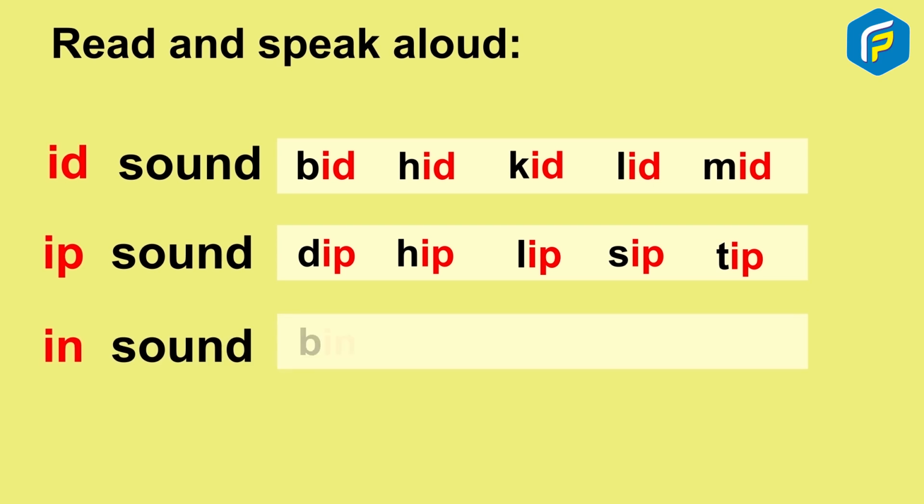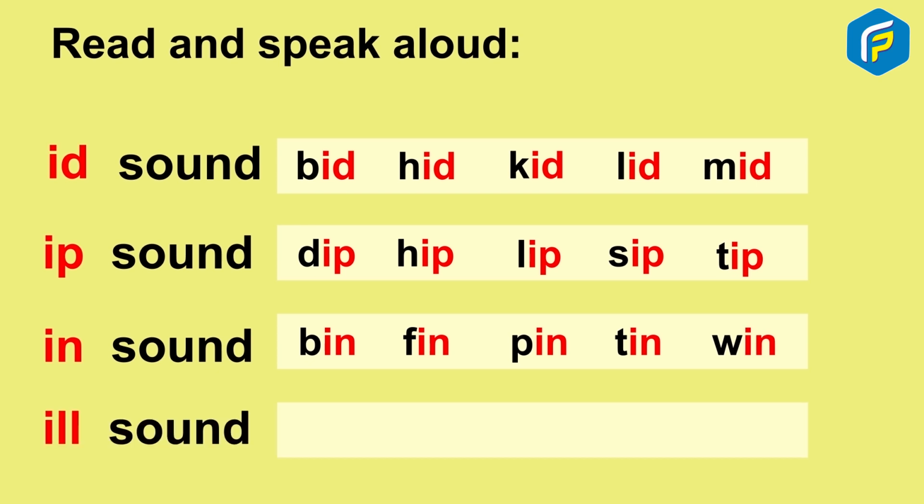In sound. B, I, N, bin. F, I, N, fin. P, I, N, pin. T, I, N, tin. W, I, N, win. L sound. B, I, L, L, bill. F, I, L, L, fill. H, I, L, L, hill. P, I, L, L, pill. W, I, L, L, will.